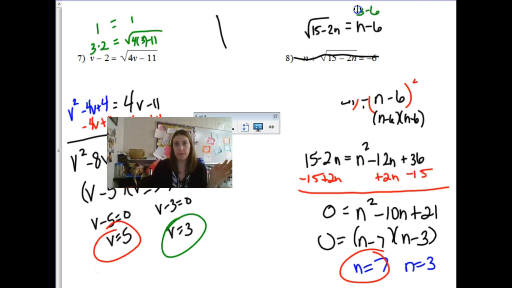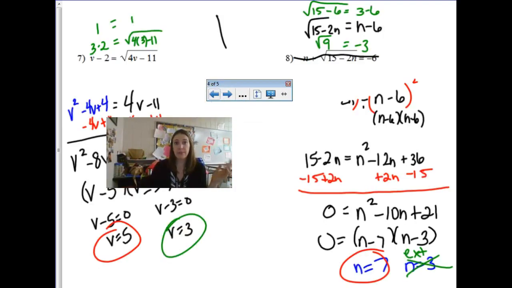3 minus 6, is that equal to the square root of 15 minus 6? Well, this is square root of 9, and this is negative 3. Square root of 9 is not equal to negative 3. So this is what we call an extraneous solution. So I want you to cross it off and then write ext next to it. So this is a case where the quadratic produced 2 answers, but when I checked one of them, it didn't work. It happens.